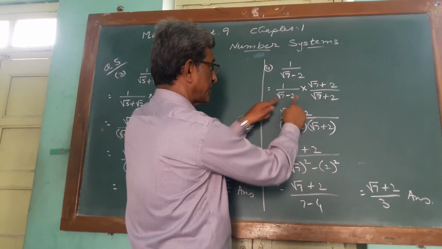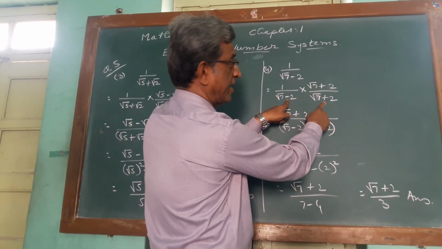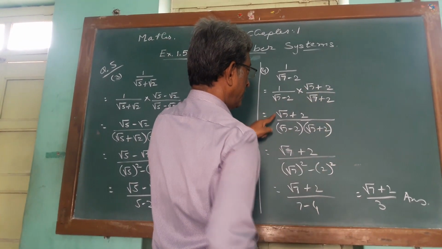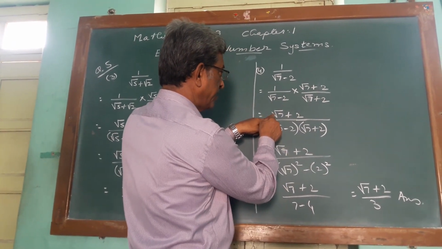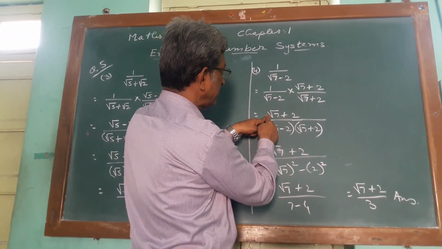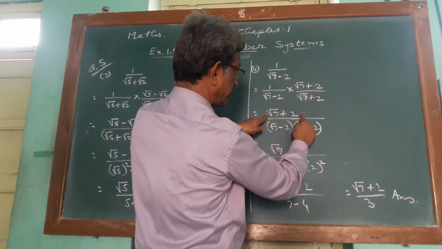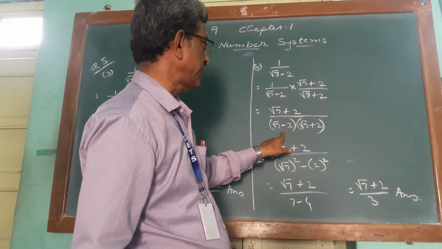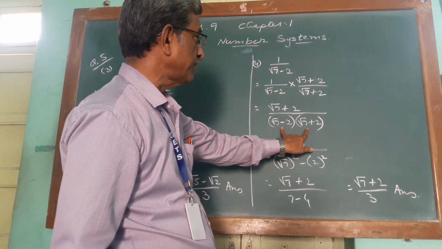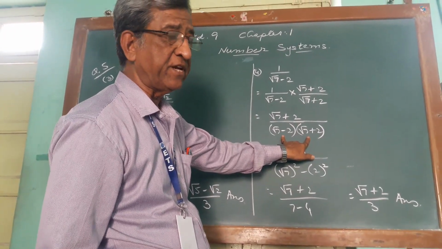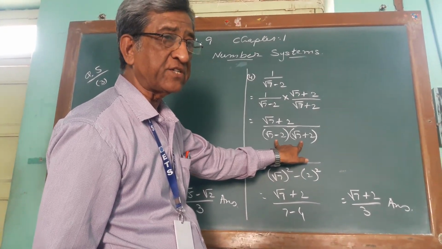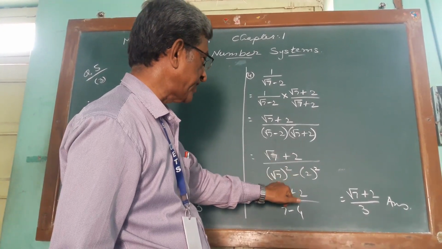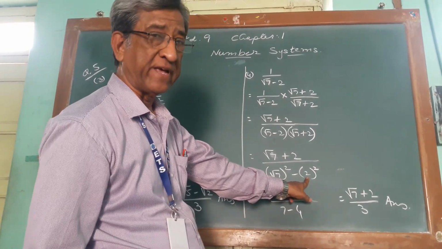Here it is minus, so you have to multiply by plus. This is 1. So keep the numerator as it is, root 7 plus root 2 as it is. And here root 7 minus 2, root 7 plus 2. Again it is of the form a plus b, a minus b. So you will get a square minus b square. That is root 7 square minus 2 square.